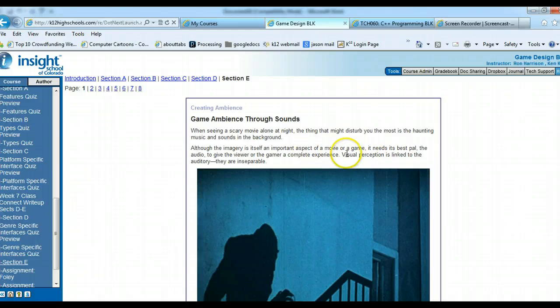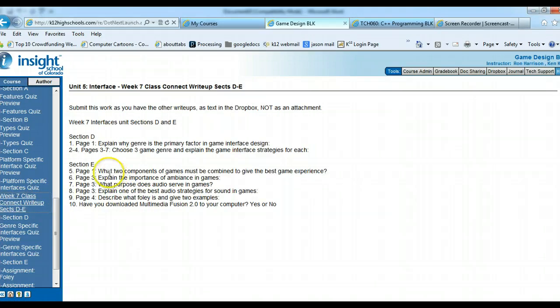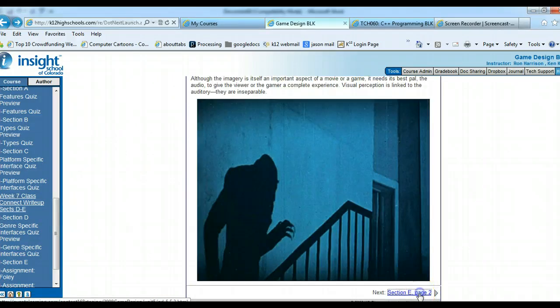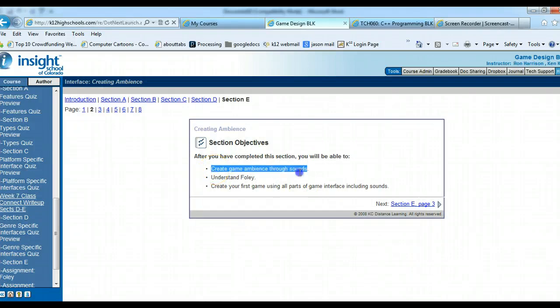So the movie, the visual part of it that you're watching, and the auditory there are inseparable, meaning they have to go together. So if you look at the write-up question, it says, what two components of games must be combined to give the best game experience? Well, the visual and auditory must be combined, right? So visual and auditory must be combined. So in this section, we're going to look at creating ambience through sound, understanding what Foley is, and creating your first game.